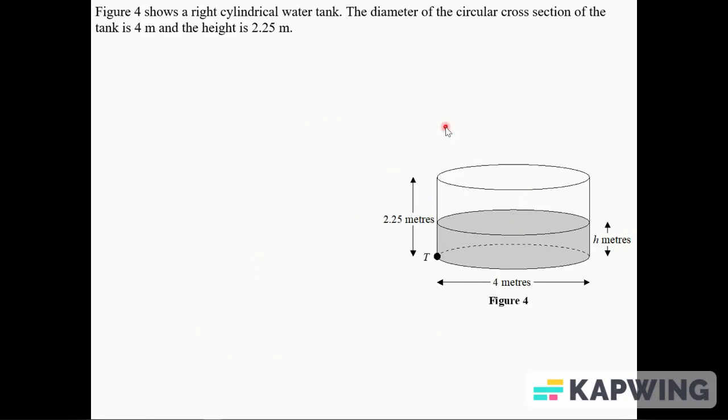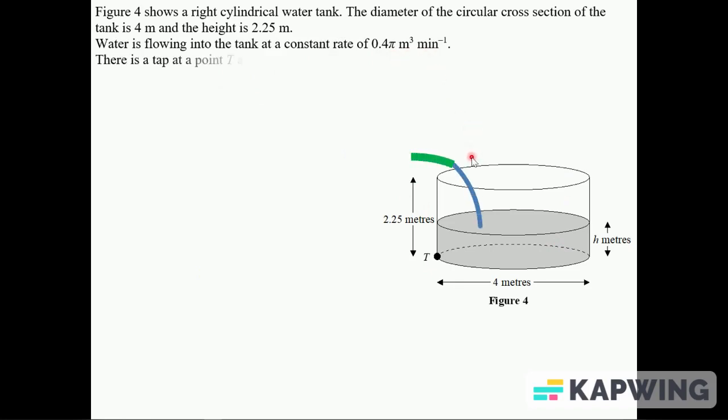We've got this cylindrical water tank, a right cylindrical tank, which means the sides are vertical. It's not leaning over. The diameter is 4 meters, so we've got a radius of 2, and the height is 2.25 meters. Water is flowing into the tank at a constant rate of 0.4 pi meters cubed per minute. There's my hose pipe with some water going in.